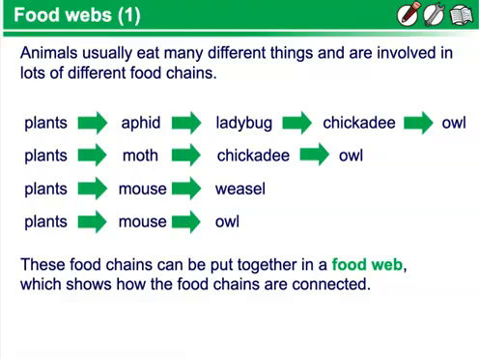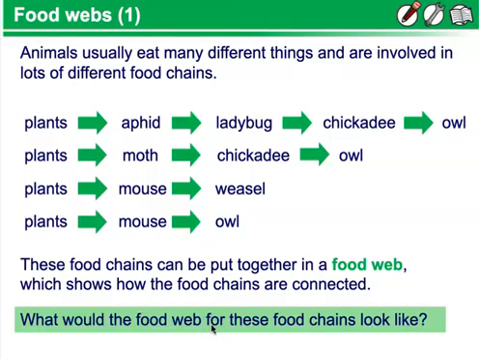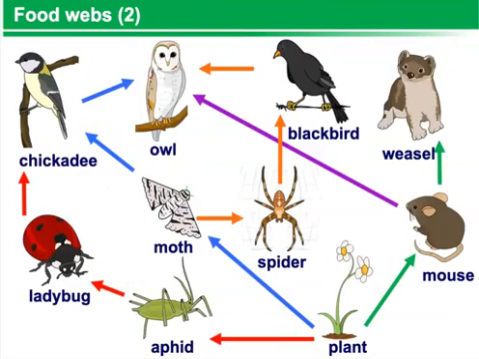Reliance on only one source of food would make an organism vulnerable to variations in the availability of this food. Also, many food sources are not available all year round, so alternative sources of nutrition are needed. So what would a food web for these food chains look like? We've kind of gotten a little bit of a preview of that.